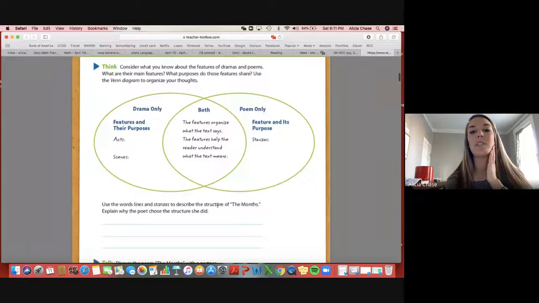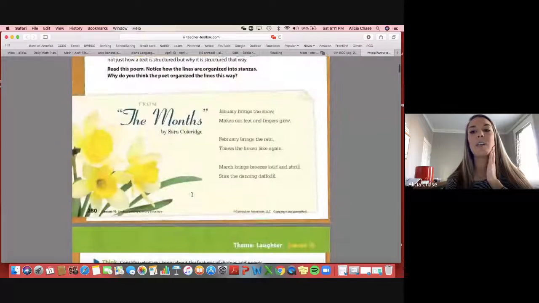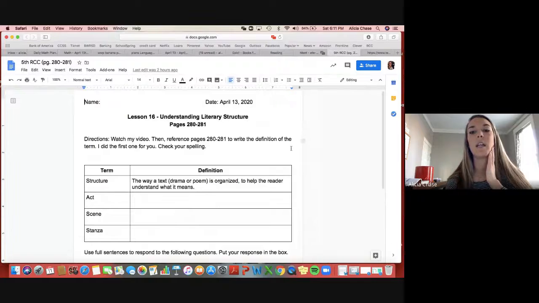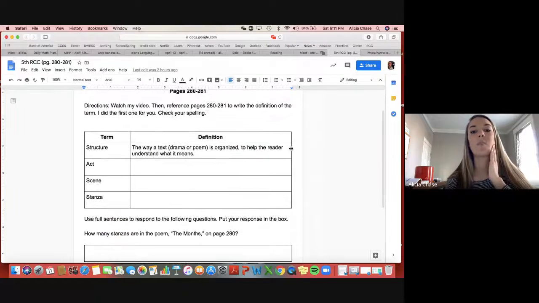Okay? So instead of having you complete this page in the book, I kind of reworked it and I put it in your document. On your doc, like I already explained, you're going to need to say the definition for these three terms. I did one for you. You're going to write the definition based on what it says in the book.